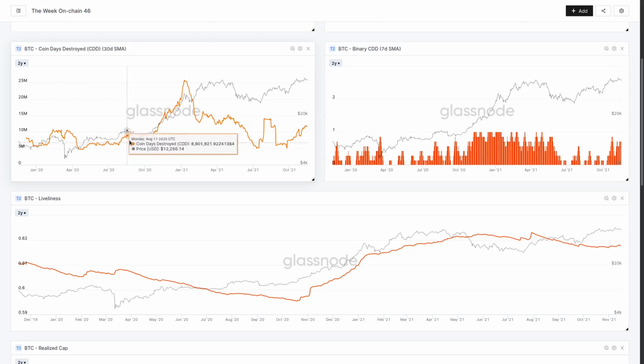Now, if we look back here in the pre-bull phase, note how it tended to trade somewhere between 5 million and 10 million coin days per day. It's relatively flat. This is kind of a pre-bull baseline. We generally see these flat patterns when we have an accumulation period.